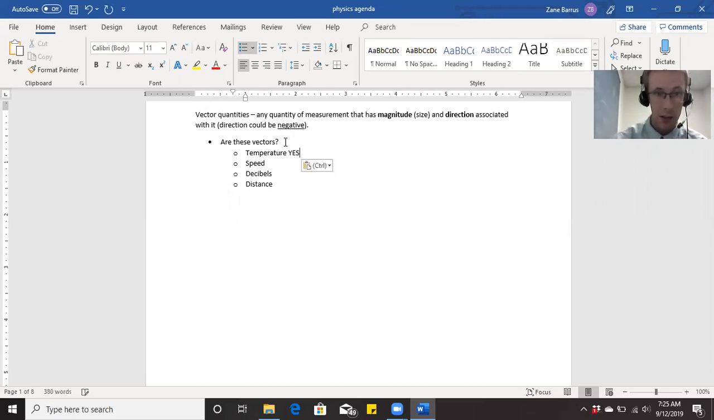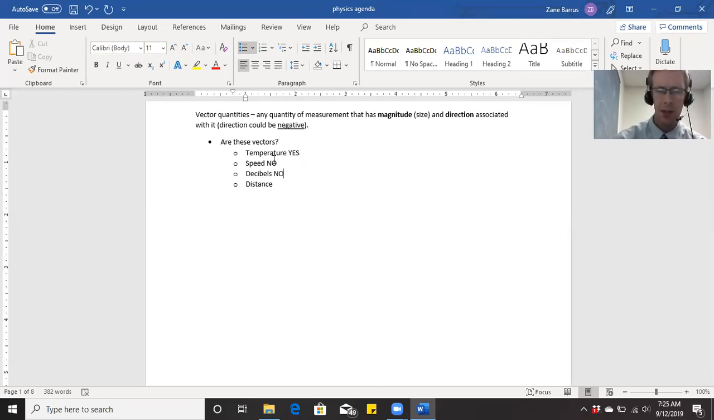Okay, next, speed. So if you think about driving in a car, does the speed that you read on the speedometer have magnitude? Yes, it does, because there's numbers associated with it. Does speed on the speedometer have direction? Not really, because it can't be negative, okay? Your speedometer is only marked in positive numbers, so speed, you would say no, because it doesn't have that direction component. Decibels, for a similar reason to speed, are not vectors because you can't have negative decibels.